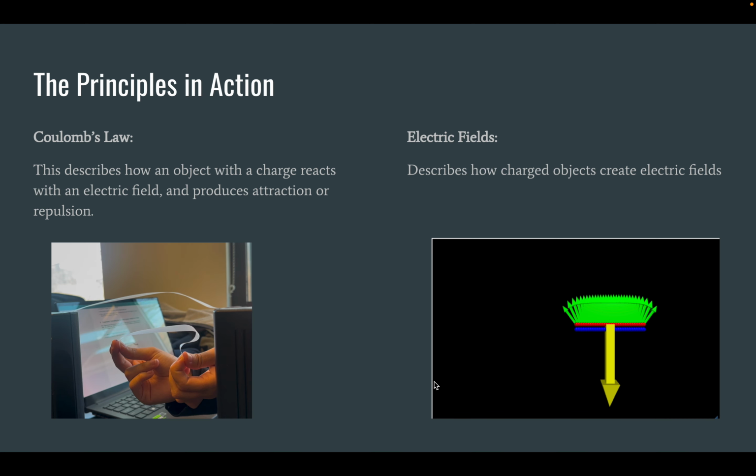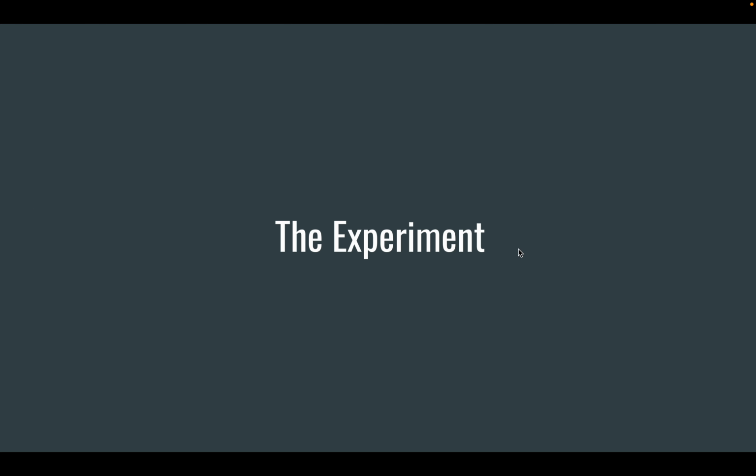The principles in action are Coulomb's law, which describes how an object with charge reacts with an electric field and produces attraction or repulsion. As you can see in this picture, the upper tape was repelled from the lower tape, making it float. The electric fields describe how charged objects create electric fields.